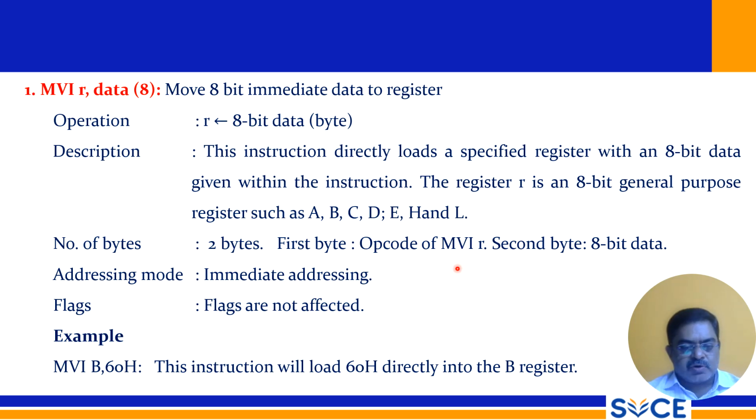The first byte is the opcode MVI R. The second byte is 8-bit data. The addressing mode is immediate addressing mode, and no flag is affected. For all these 13 instructions, no flag is affected. So for example, MVI B, 60H. So 60H is directly stored in register B. So this is the first instruction.